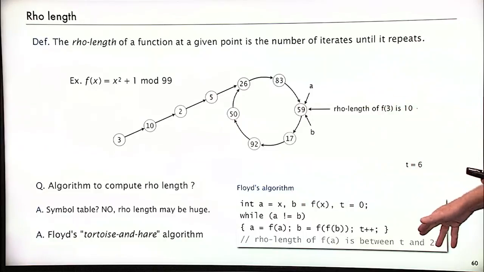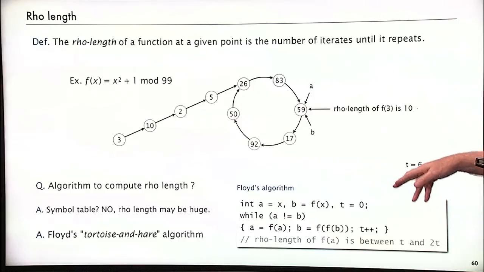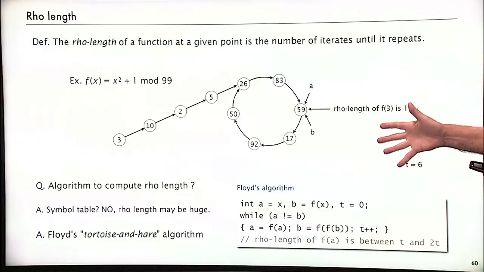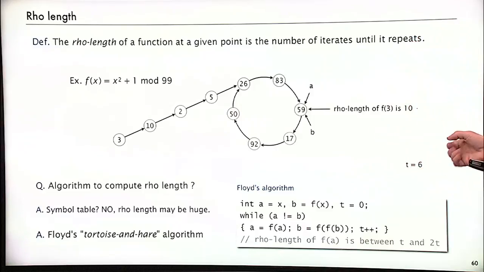And when they do, the row length starting at that point is between t and 2t, if t is the number of times that you had to iterate to get them to match. So that's interesting, and it doesn't use any extra memory. It's just comparing those two variables. So that's computing the row length.